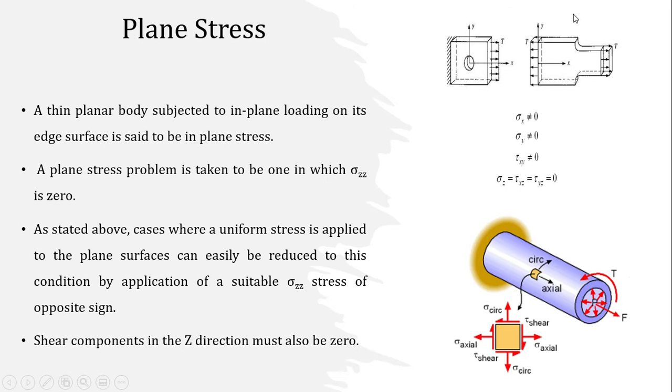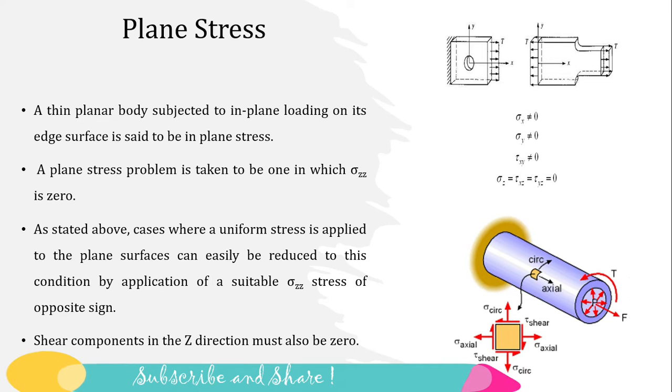The condition of plane stress occurs when all of the stresses acting on the component are in the same plane. As you can see in the figure here, the components of the stresses acting are in the xy plane alone. The stresses acting in the z direction are considered to be zero. Both the normal stress and the shear stress components are assumed to be zero.